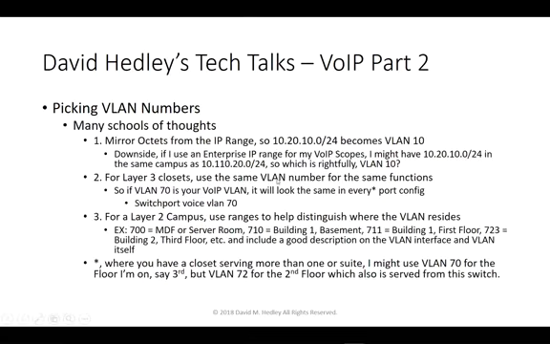Now, picking VLAN numbers. Why do I even care? Well, again, it tries to make this thing easy, so as you look at a config, you know whether things are right or not. One approach is to mirror the octets. So 10.20.10.0/24, that'll be my VLAN 10.